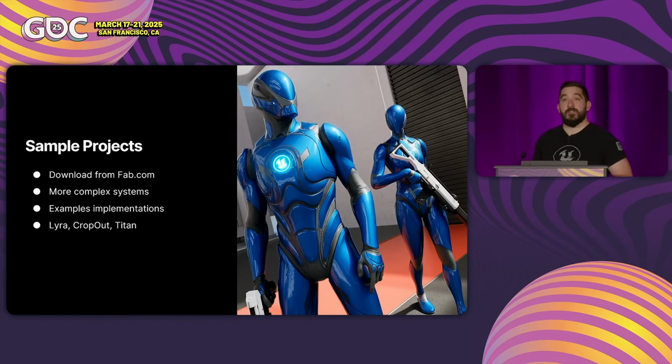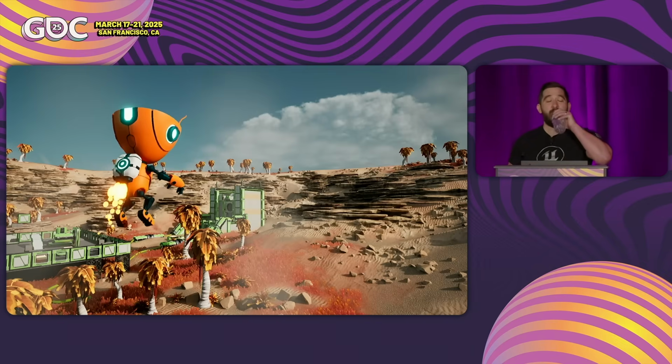And then if you want to get something a little more advanced, we have a number of sample projects which are downloadable from fab.com. They're more complete projects meant to demo complex systems and the interactions between them. So for example, in the Lyra first-person shooter sample project, we demonstrate how you can very efficiently use Niagara systems to do multiplayer bullet impacts at scale. We also have Cropout, which is a city builder/RTS. And Titan is our newly released open world RPG. And I started with StackoBot.